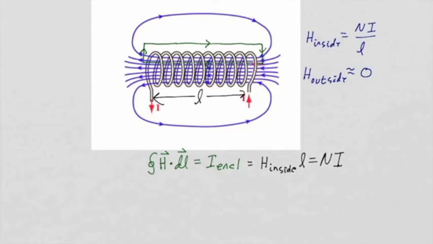Our path of integration could have been anywhere inside the coil, and we would have gotten the same result. So that tells us that the magnetic field intensity is the same everywhere inside the coil with a value of Ni over L.